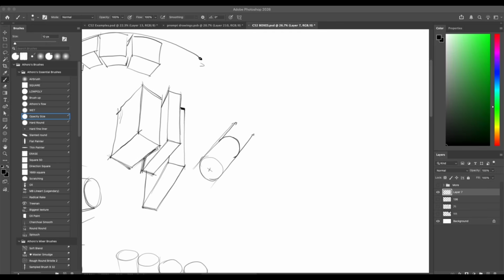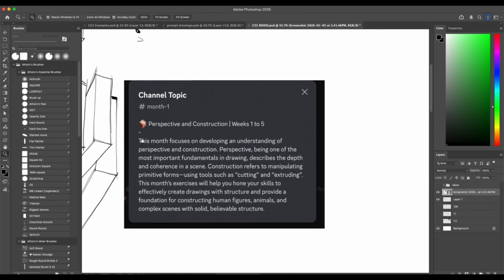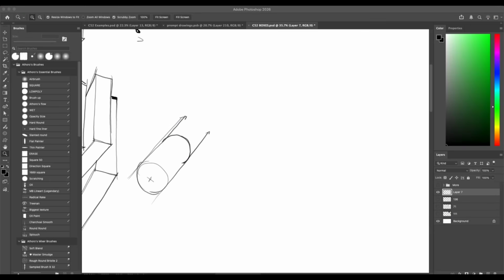So if you go on month 1 and you hit the tab on top, you can find the channel topic. It tells you what to focus on: cutting, extruding, believable structure, what you're building a foundation for. We're only focusing on form and more organic stuff in month 4.